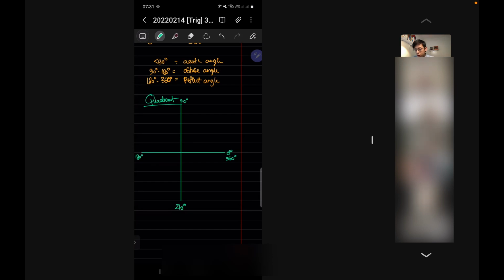So it's the same thing as the names of the angles that I mentioned, but here we use quadrants. This is the first quadrant, this is the second quadrant, this is the third quadrant, and this is the fourth quadrant. The first quadrant is basically an acute angle, the second quadrant is basically an obtuse angle, and the reflex angle is basically from the third and fourth quadrants.